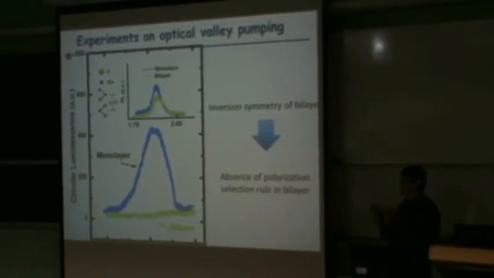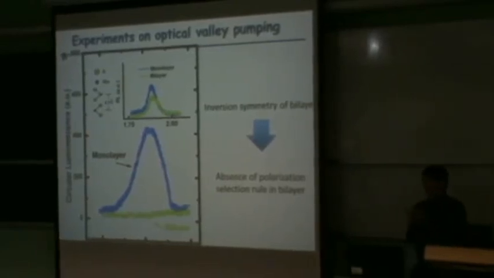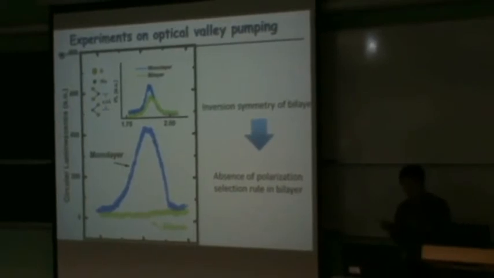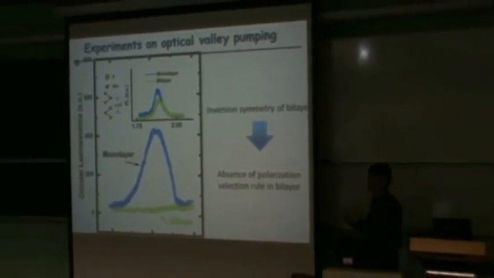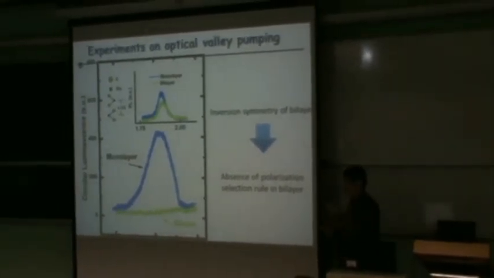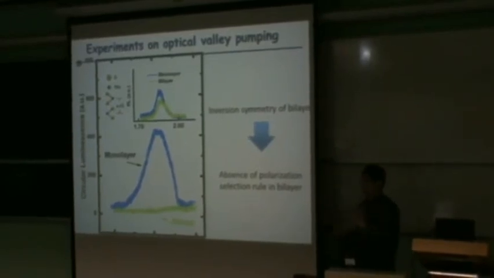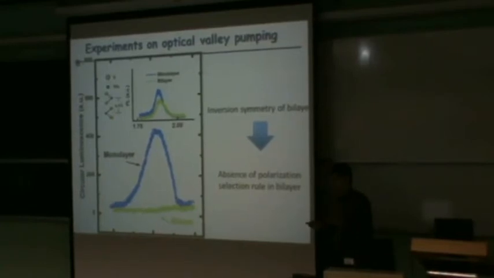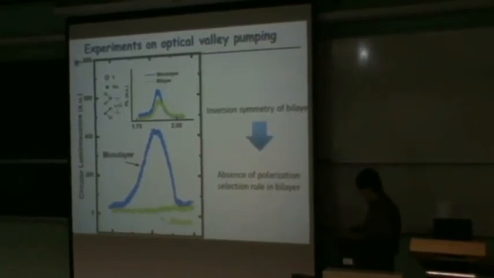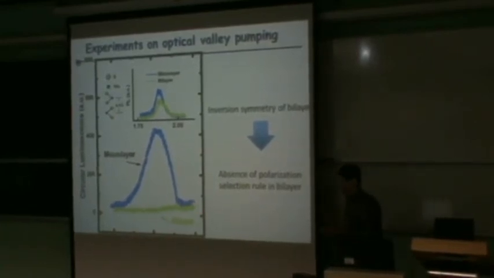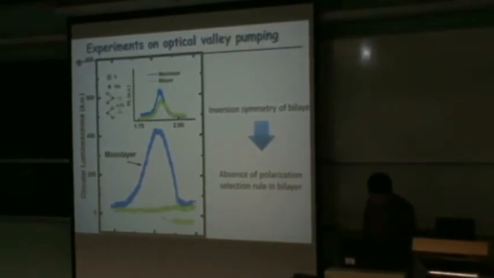Because here, we see the polarization, the valley-dependent optical selection rules, coming from the inversion symmetry breaking. And in the bilayer, the inversion symmetry is totally recovered. Right? So there we have no valley-dependent selection rule. That's why we cannot observe any polarization from the bilayer. So that's exactly the story we expect. So those are two control experiments to rule out the other possible interpretations.